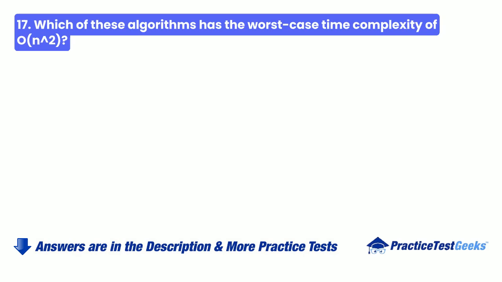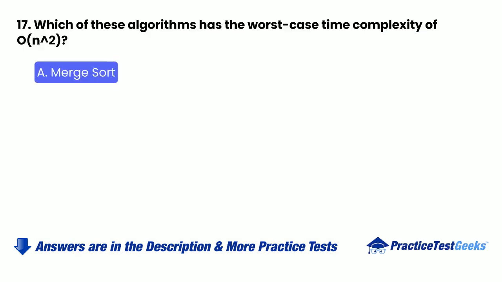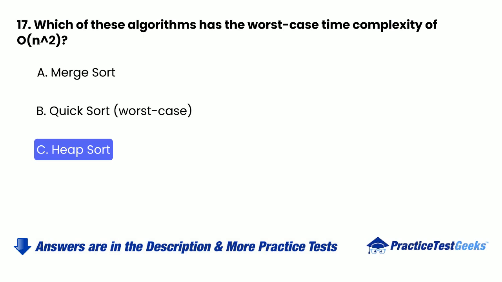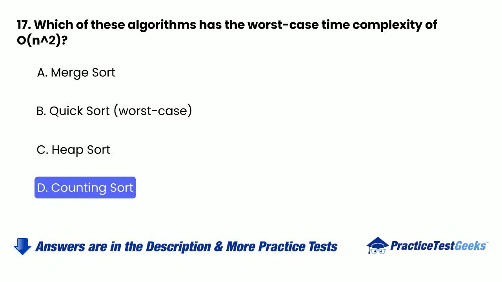17. Which of these algorithms has the worst-case time complexity of O(n squared)? A. Merge sort. B. Quick sort, in the worst case. C. Heap sort. D. Counting sort.